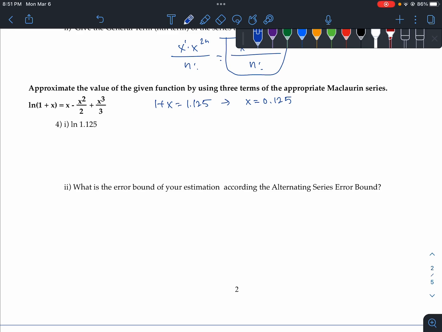Okay, and so this is where I'm going to approximate it. So this will approximately be 0.125 plus 0.125 squared divided by 2 plus 0.125 cubed divided by 3. So you could punch that into a calculator and use a store function.